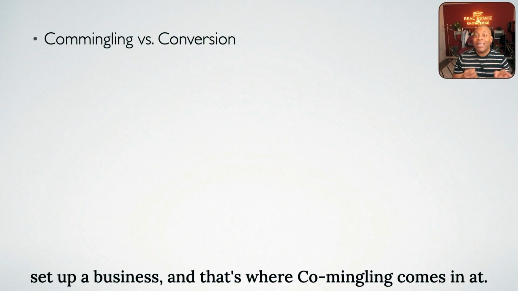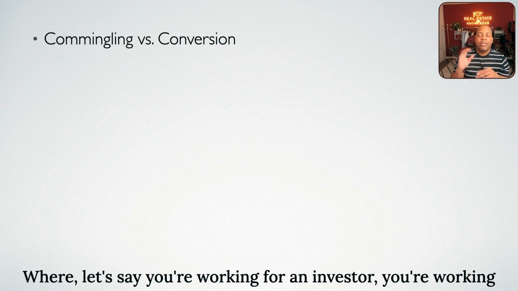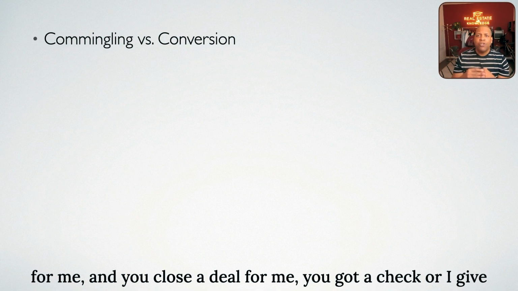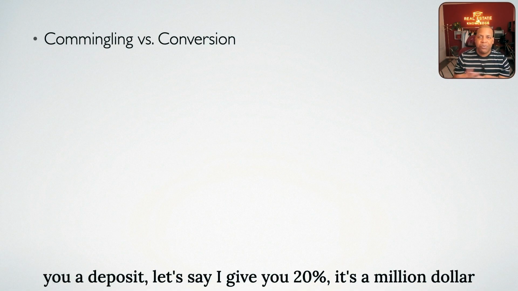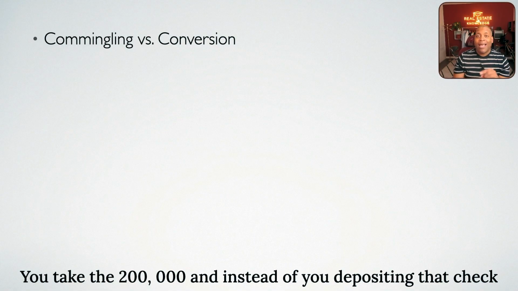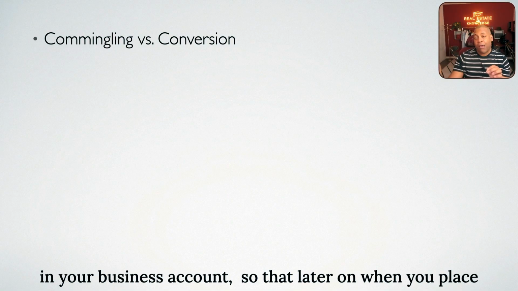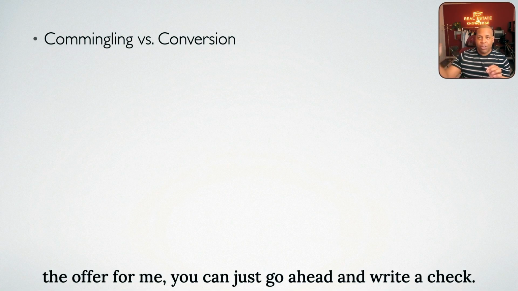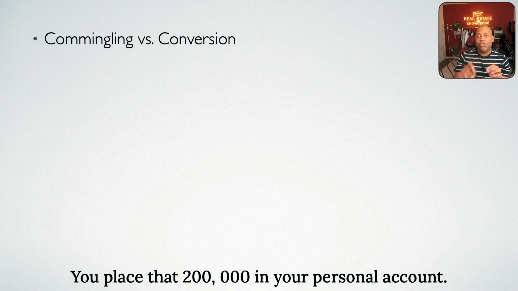And that's where commingling comes in, where let's say you're working for an investor, you work for me, and you close the deal for me, you got a check, or I give you a deposit. Let's say I give you 20%. It's a $1 million property. I give you 20%, right? 20% of $1 million, 200,000. You take the 200,000, and instead of depositing that check in your business account, so that later on, when you place the offer for me, you can just go ahead and write a check, you place that 200,000 in your personal account, right?